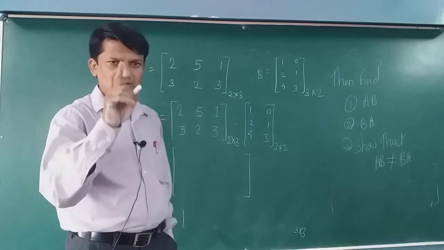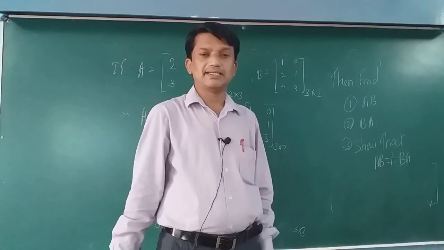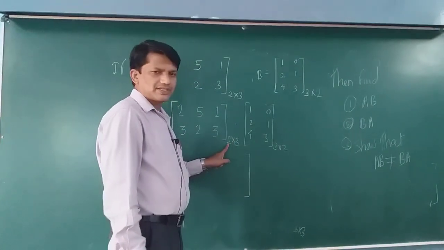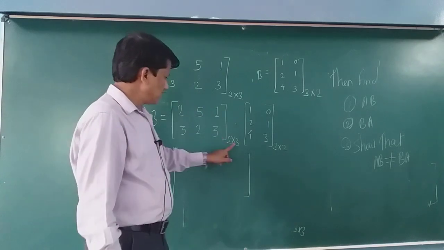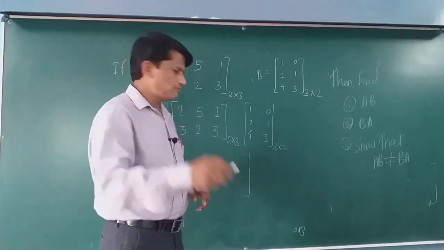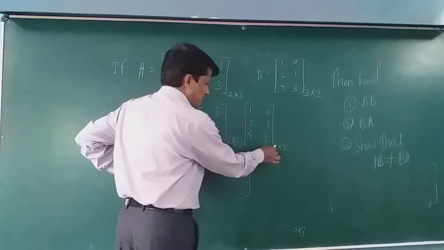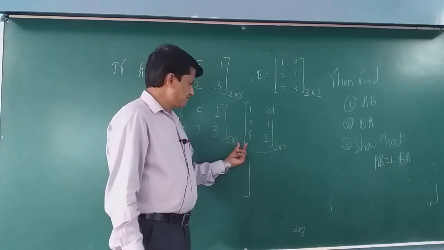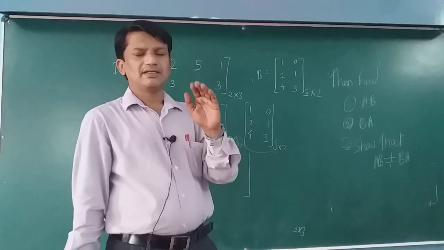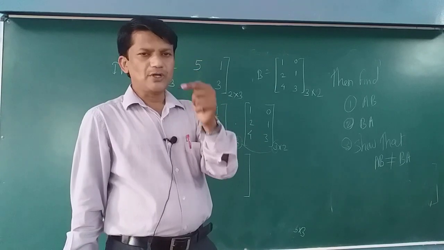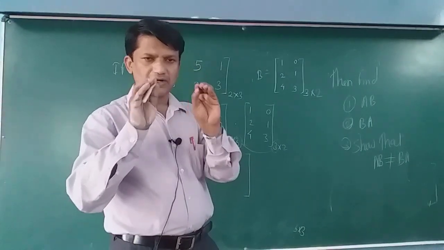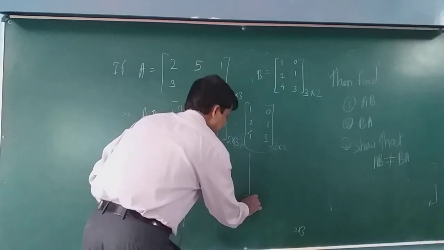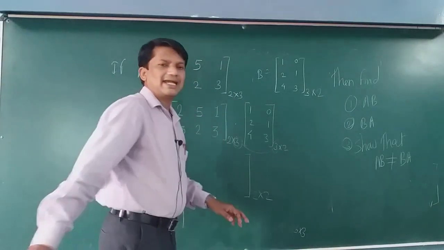According to our rule, let us check whether the product is possible or not. Look here, number of rows 2, number of columns 3. So we have to observe these numbers, the 3 and the first 3, these are the same. Looking the same. So if the two numbers are the same, then the product AB is possible. Otherwise, the product is not possible. So what will remain here? 2 and here also 2. So the resultant matrix will be of order 2 by 2.